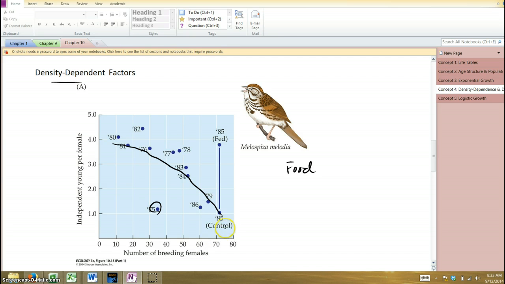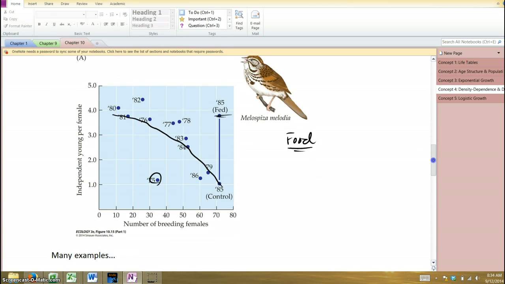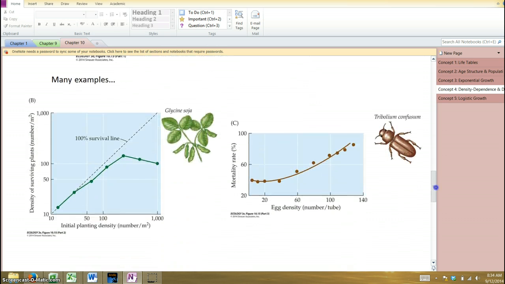And they studied this particular population in '85, as you can see, which appeared to be a very high population, bad year for reproductive output. But they had some individuals in this population that they supplemented their food, and those particular individuals had lots of offspring, lots of babies. So very clear evidence that food was playing an example here.